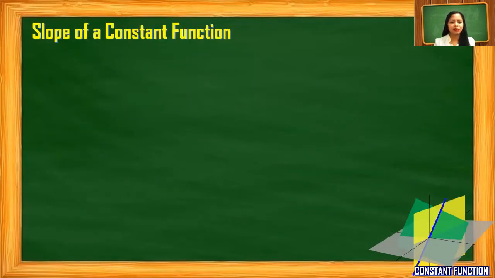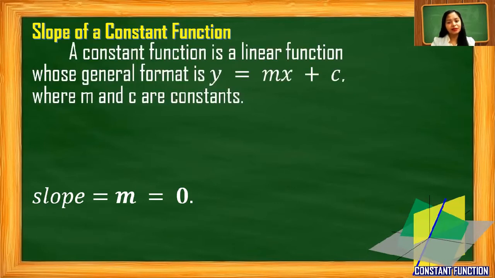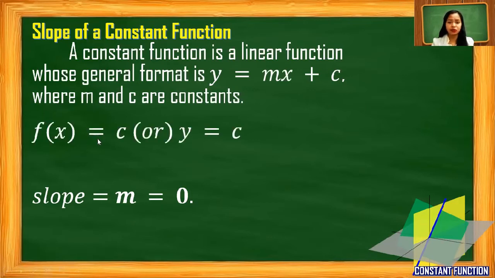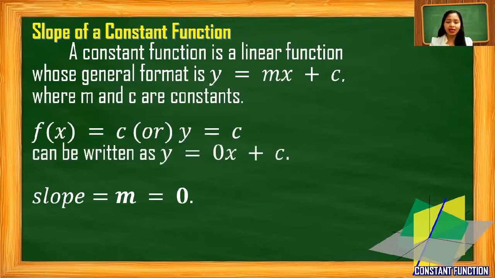Now, let's talk about the slope of a constant function. So why is it that the slope is equal to 0? Because a constant function is a linear function whose general format is y is equal to mx plus c, where m and c are constants. And remember that our constant function is f of x is equal to c, or y is equal to c. And that can be written as y is equal to 0x plus c.